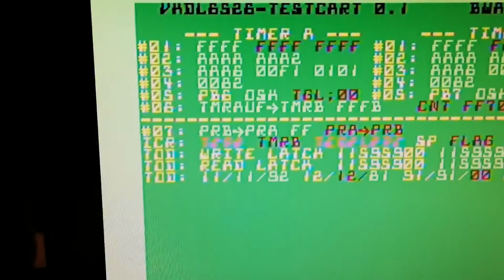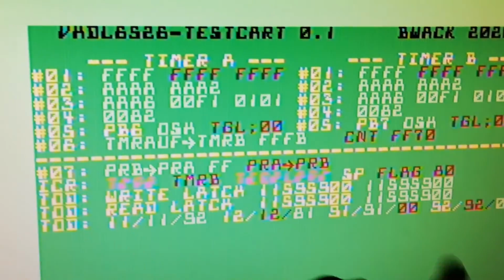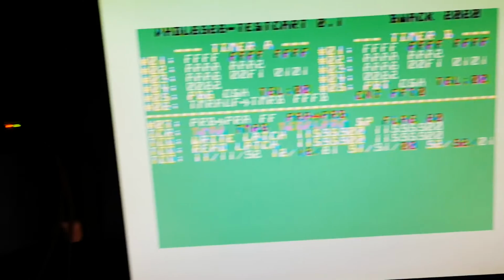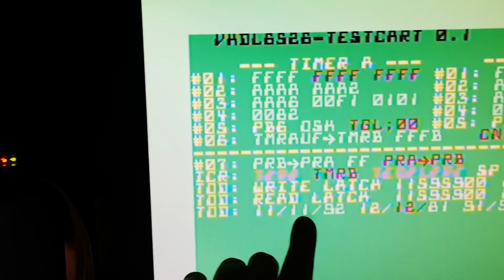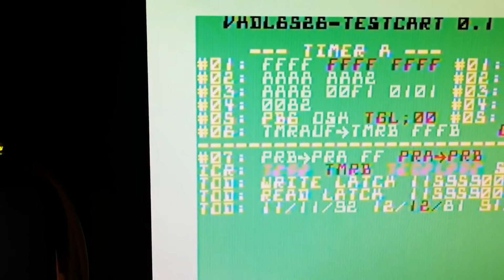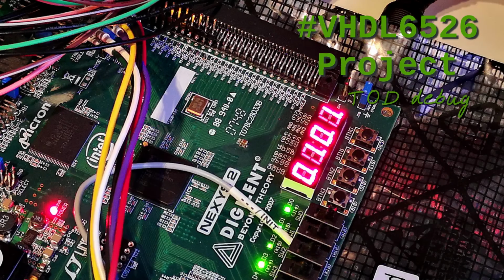There's no 00 in the C64 CIA chip, so that's something we need to look at. But it does roll over, so that's good. So I think this one goes from 11 to 12 with a PM flag, so from 11 AM to 12 PM. Anyway, that's the end of the video.